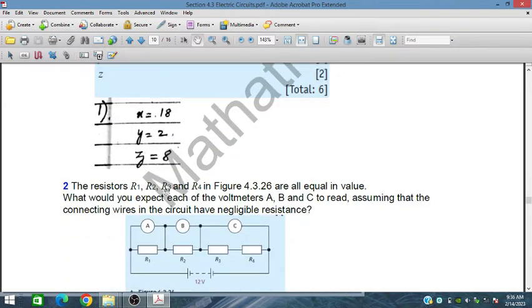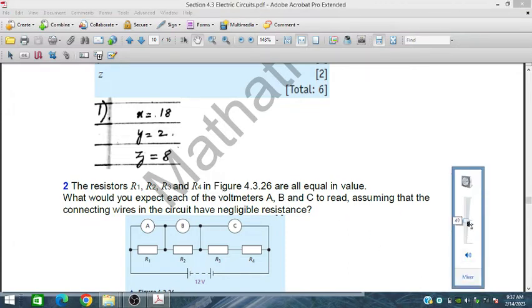The resistors R1, R2, R3 and R4 in figure 4.36 are of equal values. What would you expect each of the voltmeters A, B and C to read, assuming that the connecting wires in the circuit have negligible resistance? So this is 12 volt, this is R1, R2, R3 and R4, and all have the same resistance.